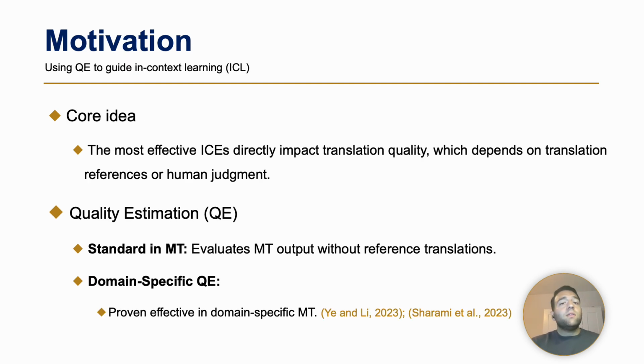Naturally, the most effective in-context examples for a given source text are the ones that would impact the resulting translation quality, which would ultimately depend on translation references or human judgment. In machine translation, we know that quality estimation has become the standard approach for evaluating an MT system's output without relying on reference translations. Also, recent studies showed the effectiveness of domain-specific quality estimation in contrast to the ineffectiveness of generic QE when it comes to domain-specific machine translation.